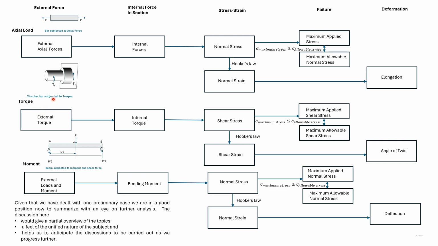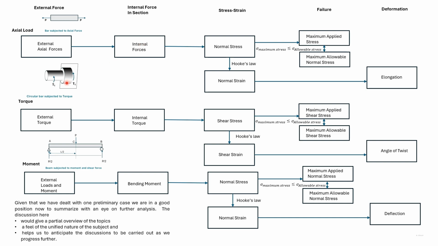Now let us consider a circular bar subjected to an external torque. As before, we can take sections perpendicular to the axis and find out the internal torque using the method of section. The way shear stress has been given is more involved than this straightforward case. A formula has been derived to give shear stress in a section subjected to torque.